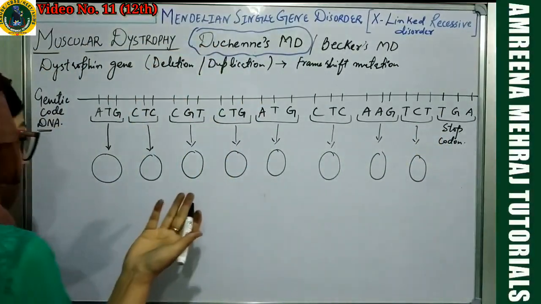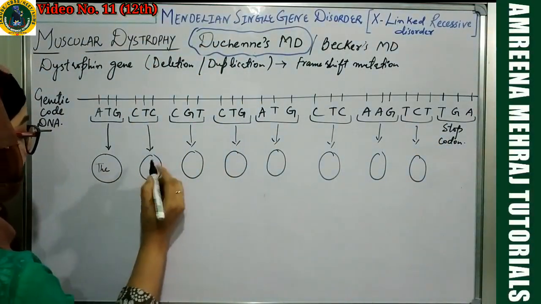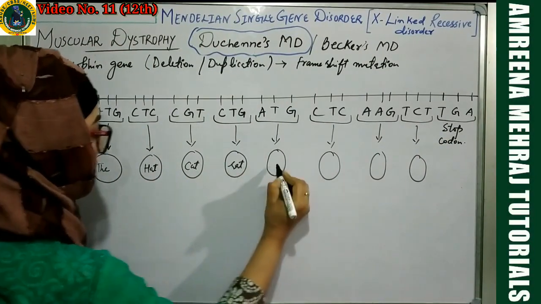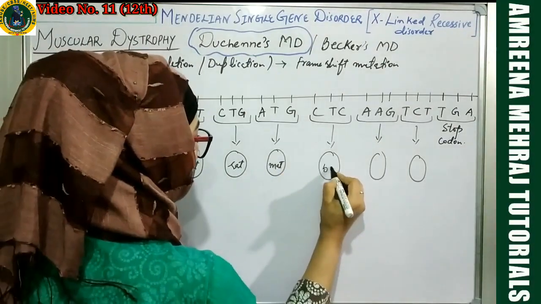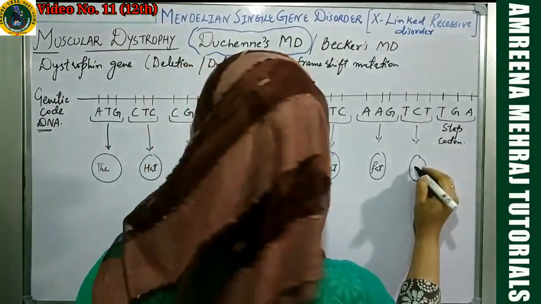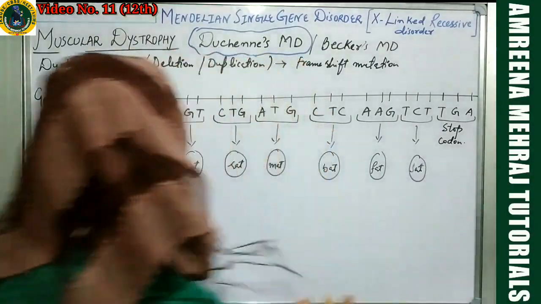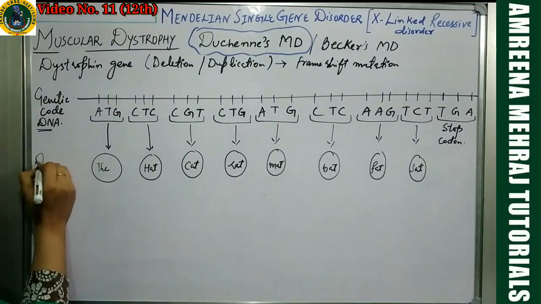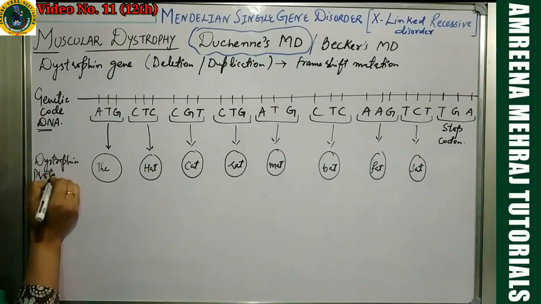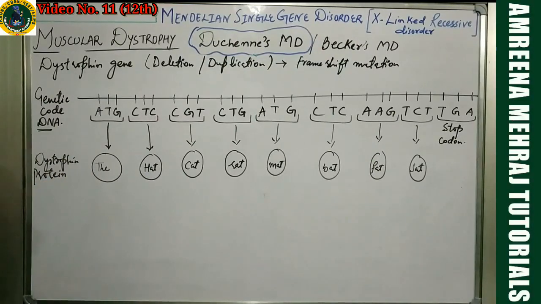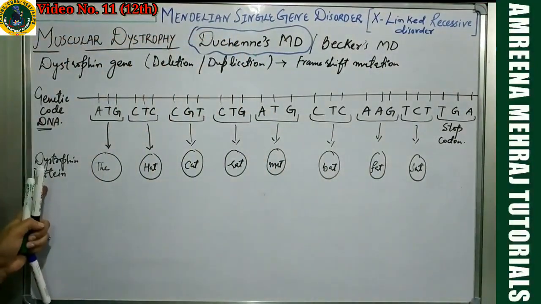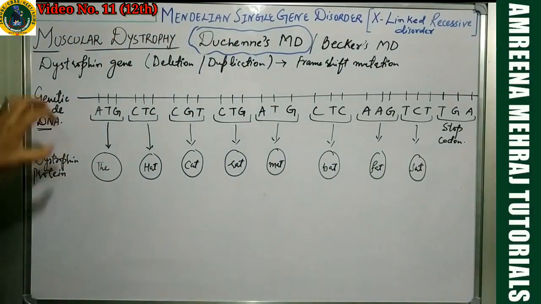And these amino acids, let me tell you, suppose this codes for the, this codes for hat, this codes for cat, this codes for rat, this codes for mad, this codes for bat, this codes for fat, this codes for maybe the sat. Suppose this is the arrangement of your dystrophin protein. So where is the information for this protein? Basically this is the protein. The hat, cat, rat, mad, bat, fat, sat is the dystrophin protein, and for the formation of this protein the gene must be like this.